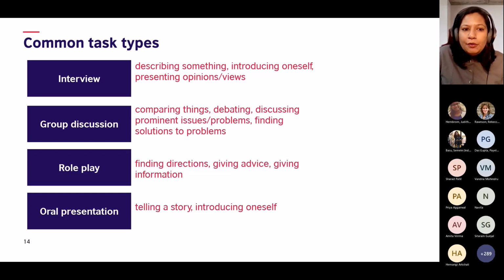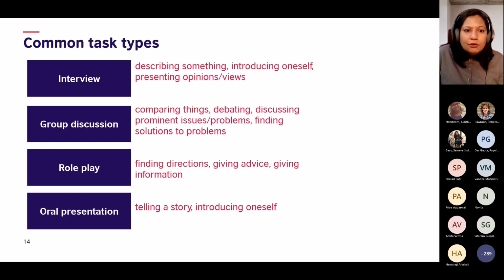Role plays, we already looked at this example of finding directions. Just an example, giving advice, giving information. I'm just going to look at the... make a story. Yes, absolutely. Socratic seminars, that's interesting, Chandi. Thank you for bringing that up.